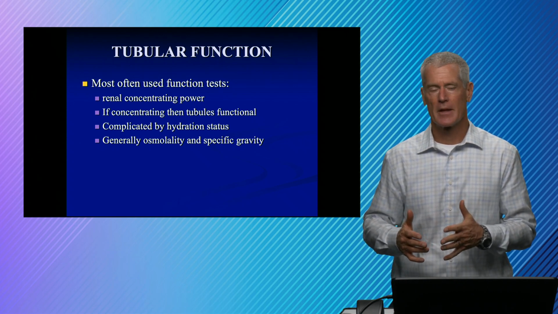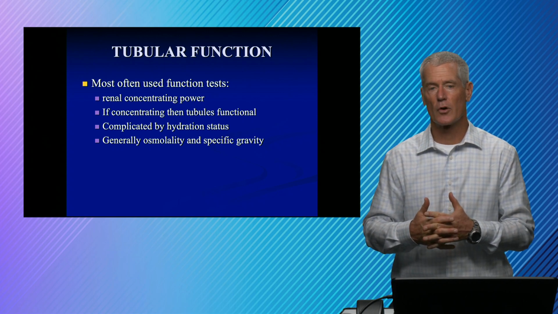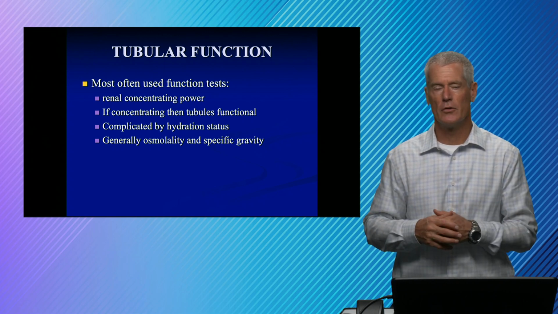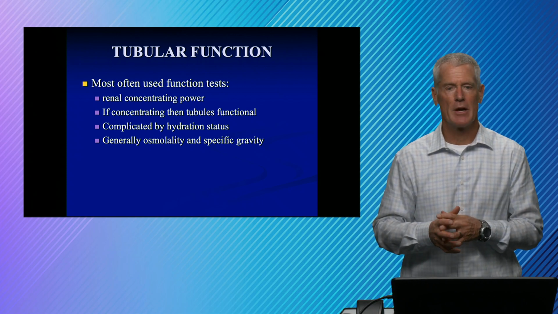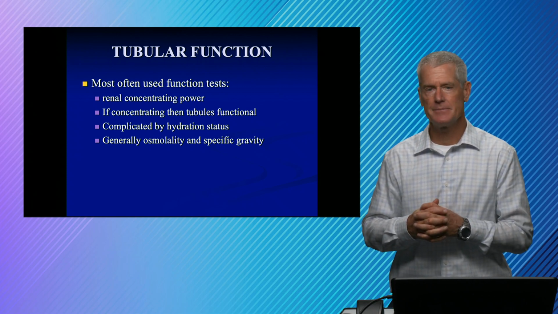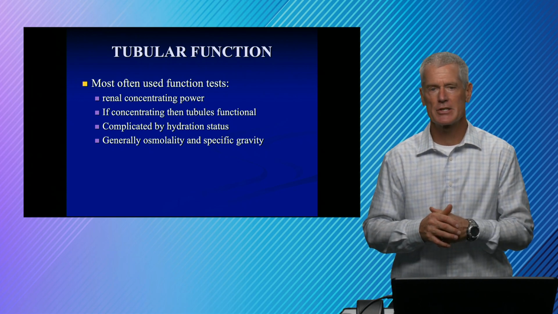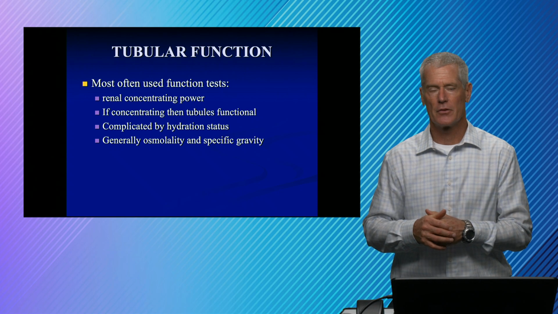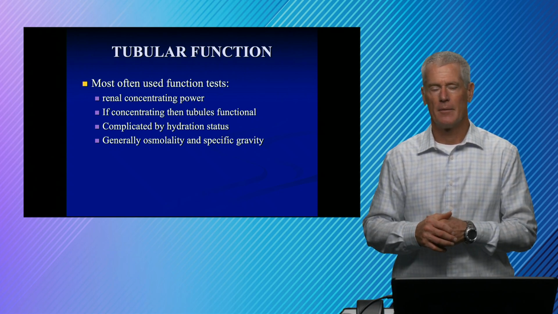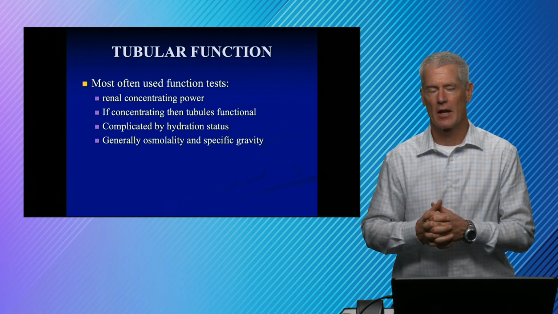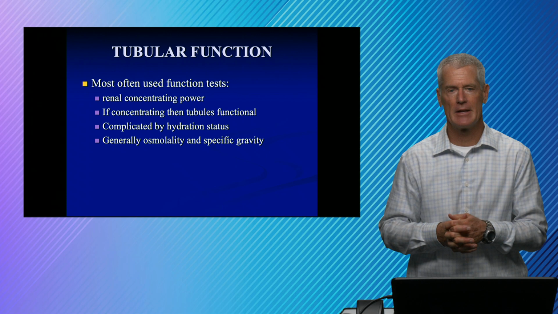However, if the urine specimen is concentrated, that says the tubules are working. They're reabsorbing fluids, which is what their primary function is. We measure it by looking at osmolality, and that's a colligative property typically done by freezing point depression, and tells us how many solutes are in a kilogram of water. Higher indicates concentrating ability, indicates tubular function. Same thing with specific gravity.